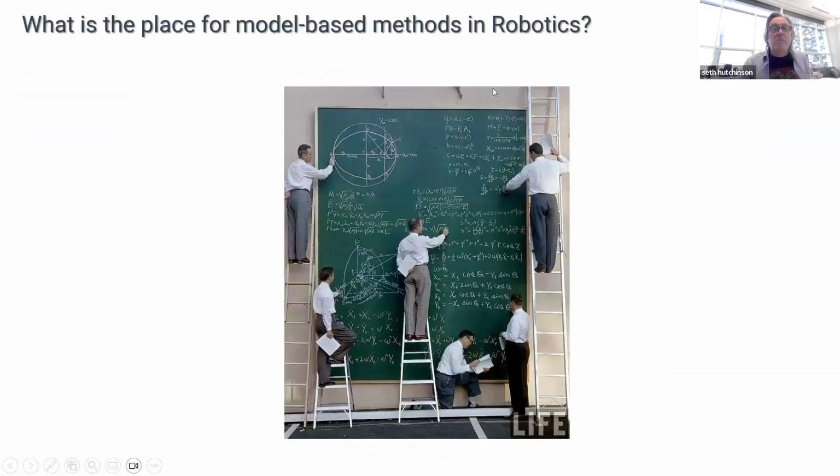All right. So what's the place for model-based methods in robotics? That's the theme of my talk today. And what you see here is a photograph that I found on the internet. It's from Life magazine back in the 60s. These guys were working for NASA at the time, planning how to get rockets to take people to the moon, right? And everything that was done in those days was completely model-based, right? And what you see on the board are the equations that define the various models that the people are using.